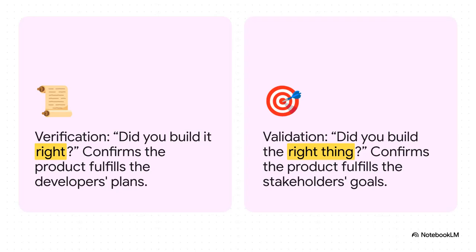And this right here brings us to a super important distinction that can literally make or break a project. You've got verification, which asks, did you build it right? Meaning, does it match the plan? But then you have validation, which asks, did you build the right thing? See, you can perfectly follow the wrong plan. Passing verification but failing validation, that's how you get beautiful, well-coded, and completely useless software.